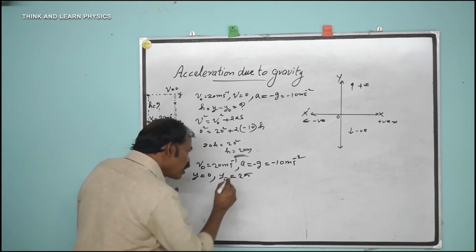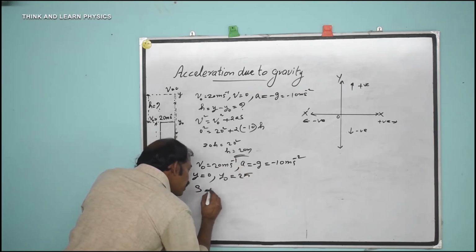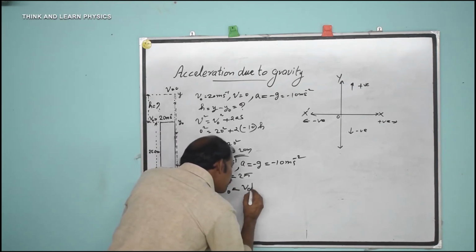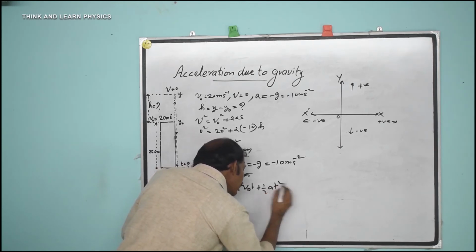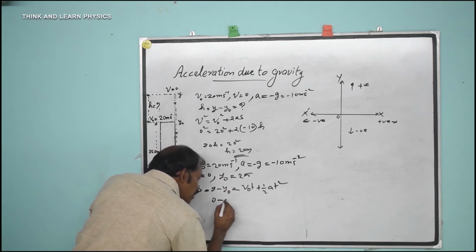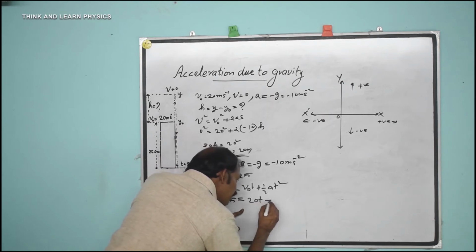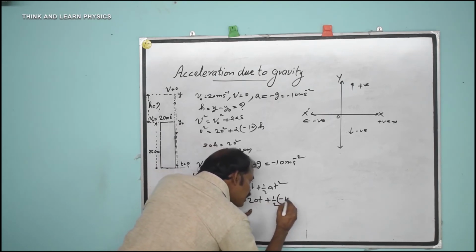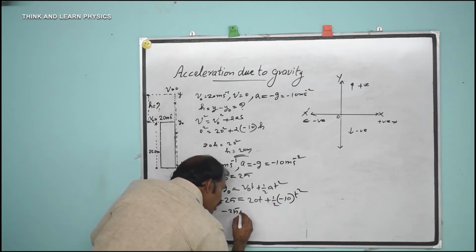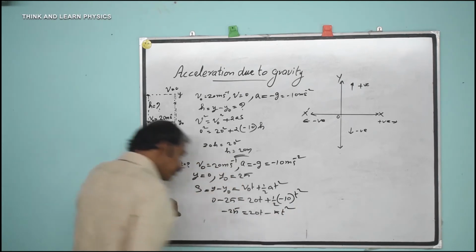Now we have the relation S equals, that means y minus y0 equals v0 t plus half at square. That means this is 0 minus 25 equals v0 t, that means 20 t, then plus half into minus 10 t square. So we get minus 25 equals 20 t minus 5 t square.